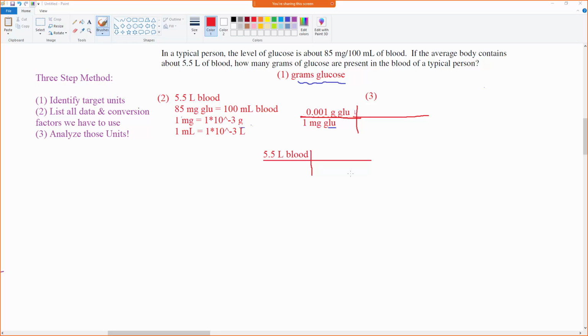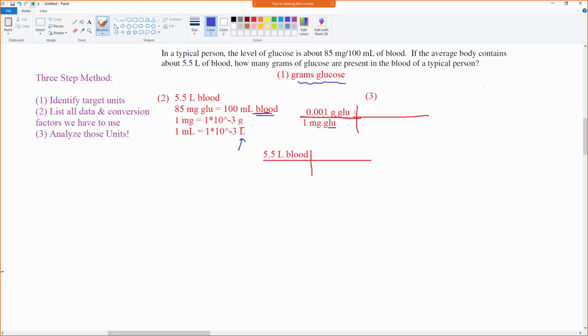Several of you have noticed that, hey, I want to really use this because it's got blood. That's how I'm going to get rid of blood. But some of you have also noticed this has milliliters of blood. And so I can't actually put that there. I mean, that would cancel out blood, but it wouldn't cancel out the liters. What I need to do is cancel out the liters. And this is the only place that I've got liters.